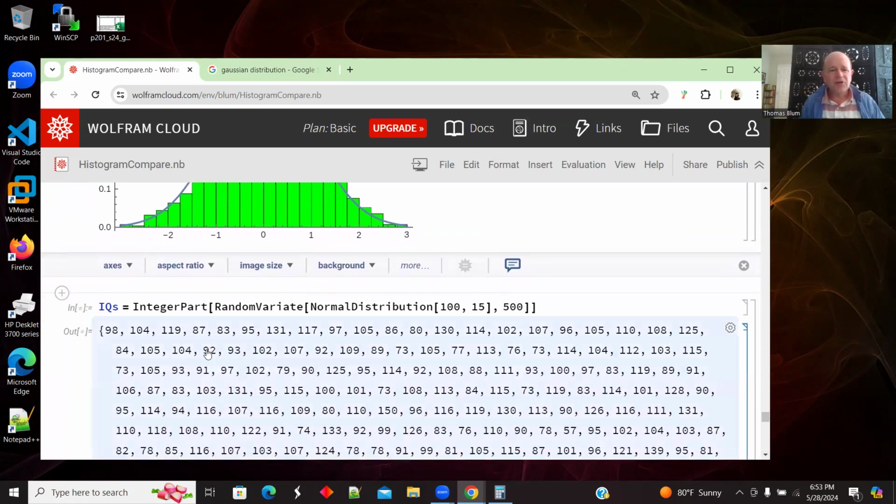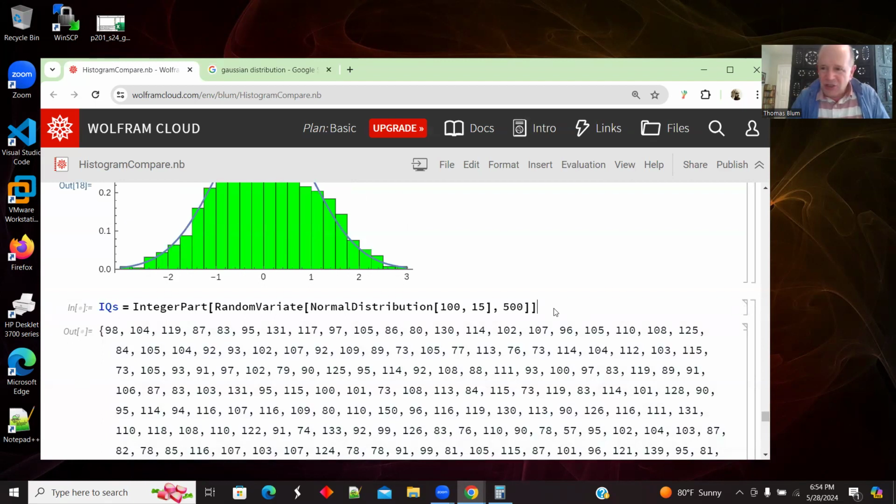that can be useful. So I'm making a new distribution here. It's a quick fake IQ. IQs presumably have a mean of 100 and a standard deviation of 15. So I did normal 100, 15. And then I said I wanted 500 of them. And then I got the integer part, so I didn't want any crazy fractions hanging around. So this is just new data.